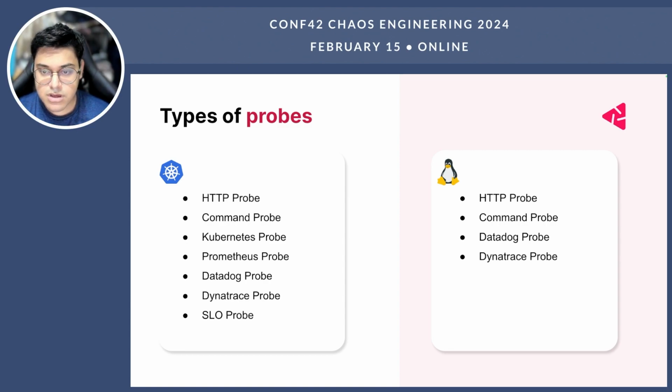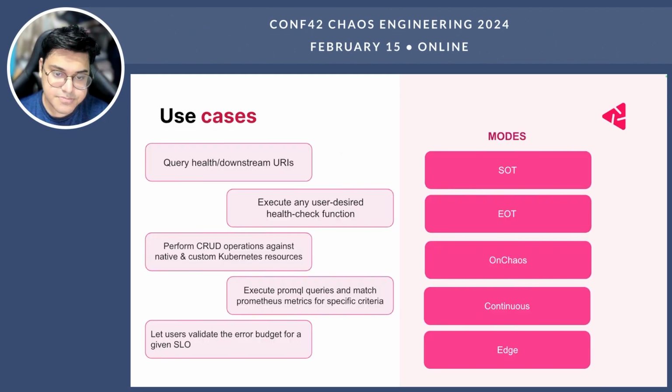We have two different infrastructure based probes. For Kubernetes infrastructure, we have HTTP, CMD, Kubernetes, Prometheus, Datadog, Dynatrace, and SLO as of today. And for the Linux one, we have support for HTTP, CMD, Datadog, and Dynatrace.